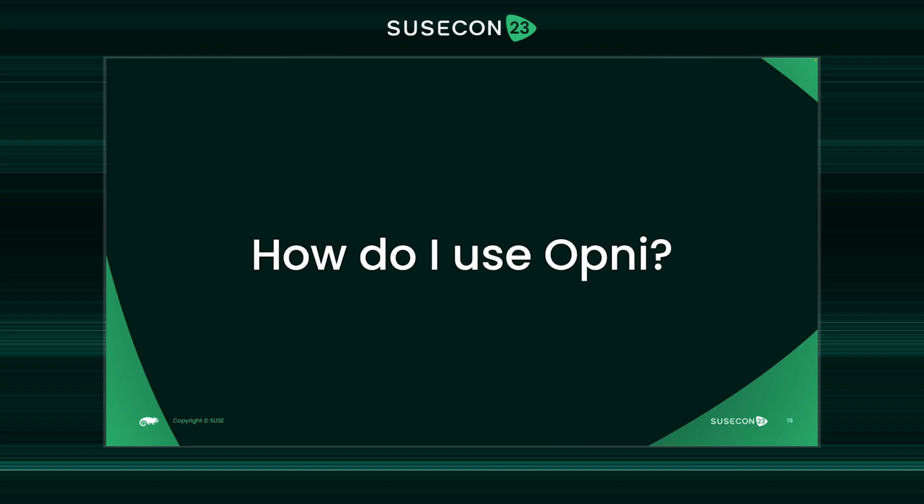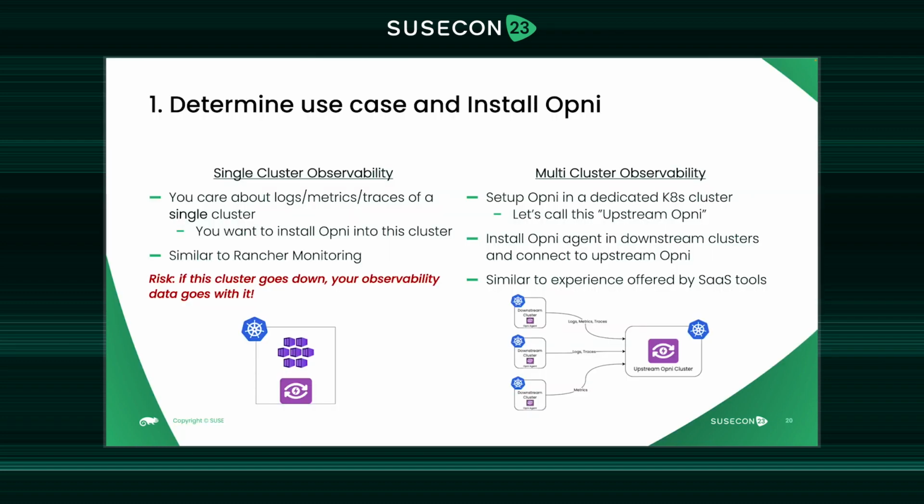Okay, so how does one use Opni? First, you determine your use case and install Opni. You have to figure out whether you want to use Opni in single cluster observability or multi-cluster observability. So if you're a Rancher monitoring user and you still want to continue using a single cluster observability tool, you can use Opni in this setting. In this setting, you care about logs, metrics, or traces of a single cluster. And so you would install Opni into the cluster that you want to observe, and it's similar to Rancher monitoring in this way. But the risk is that if the cluster goes down, your observability data, unless set up correctly, will go with it.